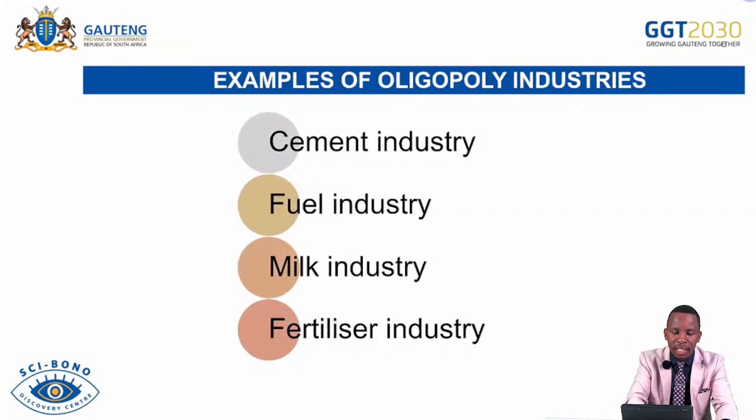So this 50 is our collusive price. This is the quantity that can be demanded by the consumers at this price, which is 50 rand.